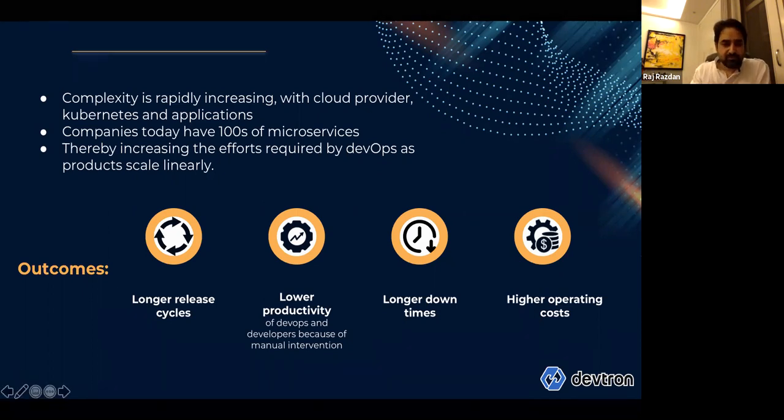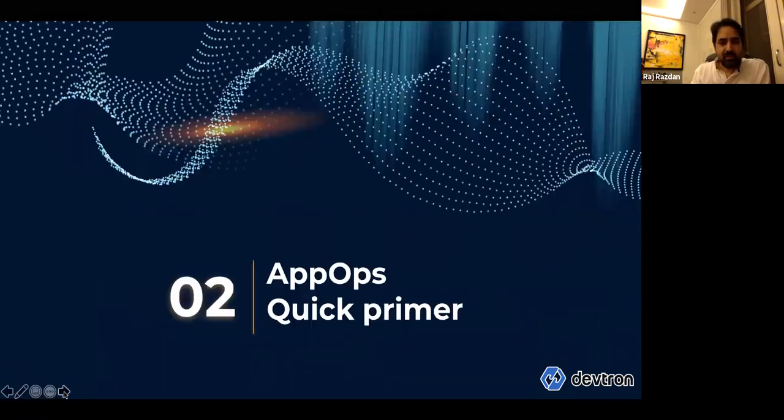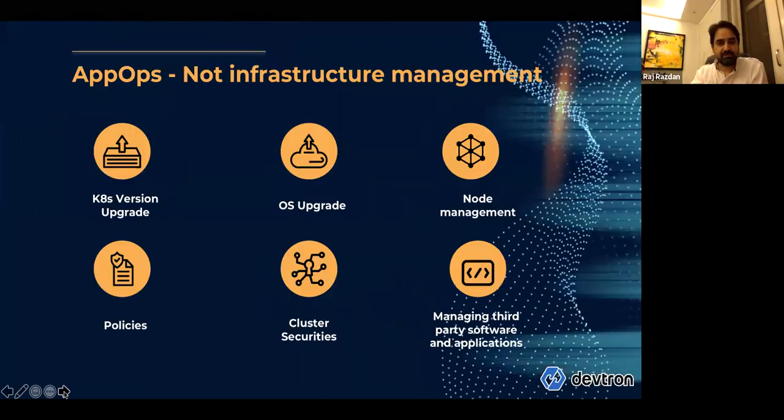Now, with this sort of background, what I wanted to give you was a background of the DevOps cycle, what DevOps entailed, what tooling did, and why, because of this approach, Devtron came up with the idea of AppOps. Now, what does it mean? Let me first outline what is not AppOps.